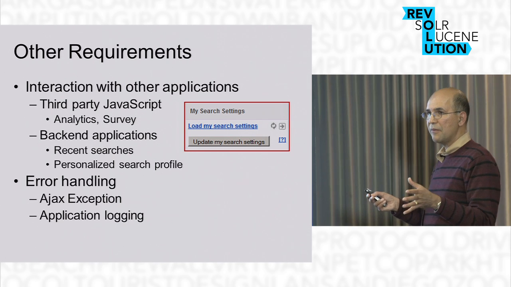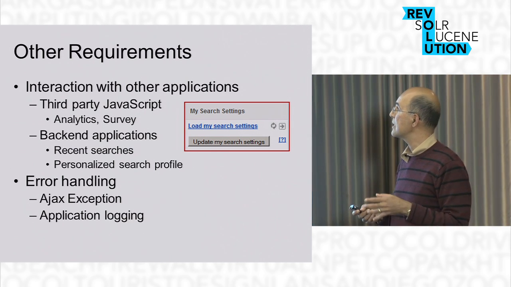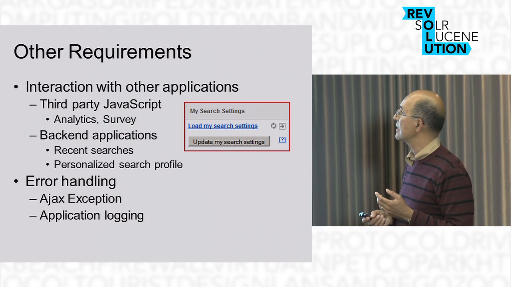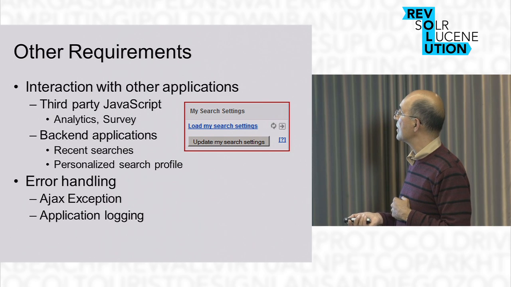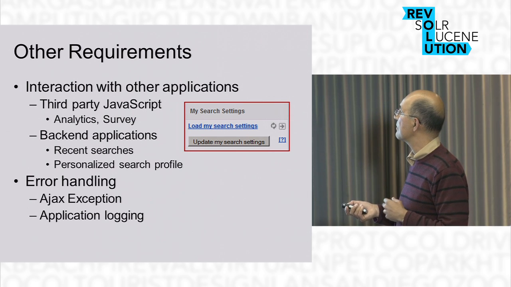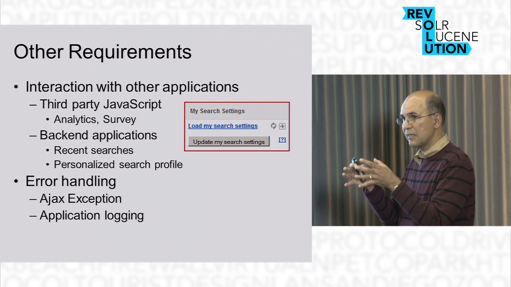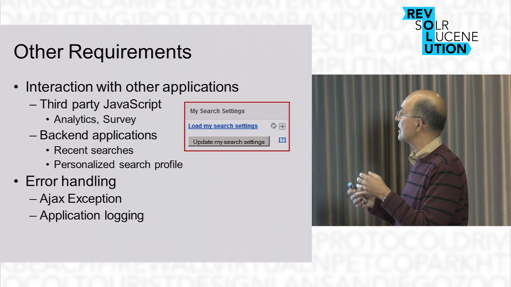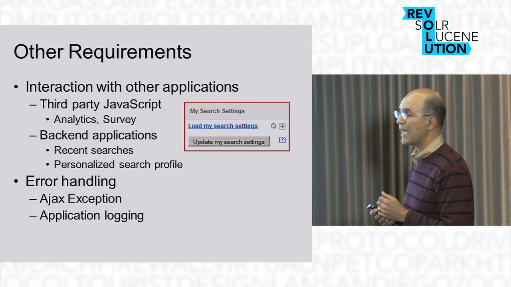Now, we covered the basics of AJAX-Solr, but there were additional requirements that we needed to address. One of the things we realized when we implemented this is that we are dealing with the search application not in its own isolated context. It has to interface with third-party and back-end applications.